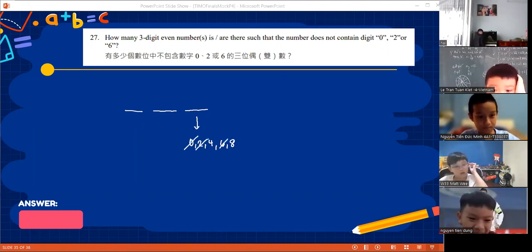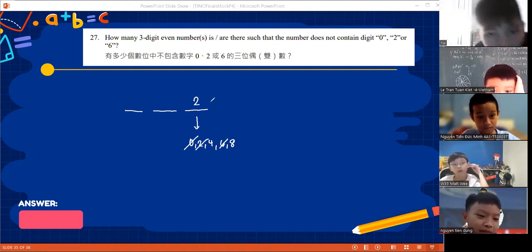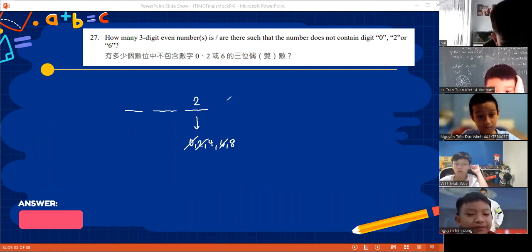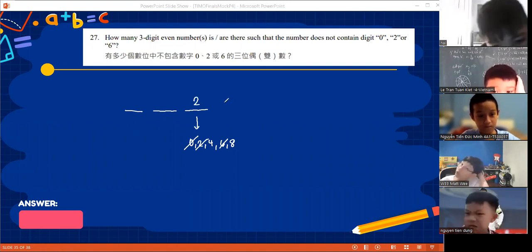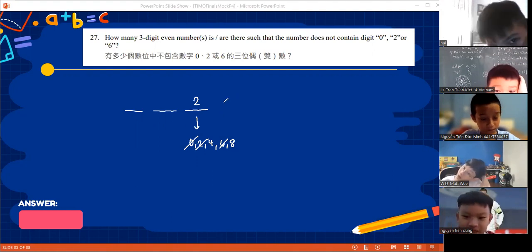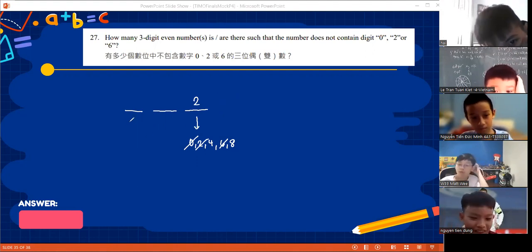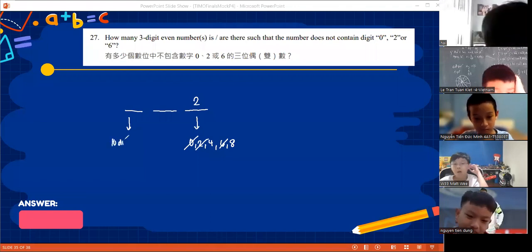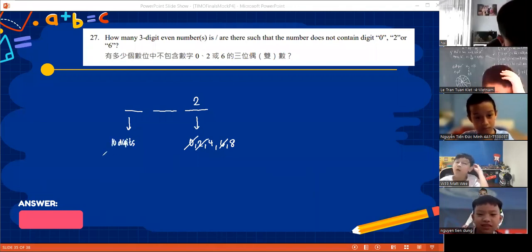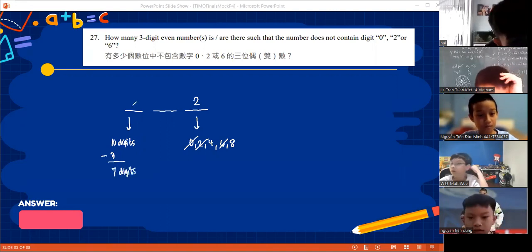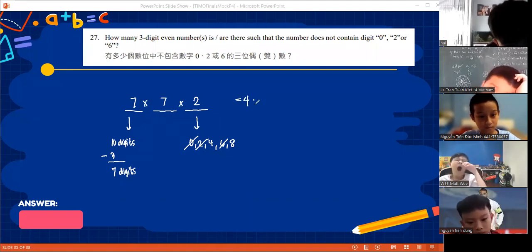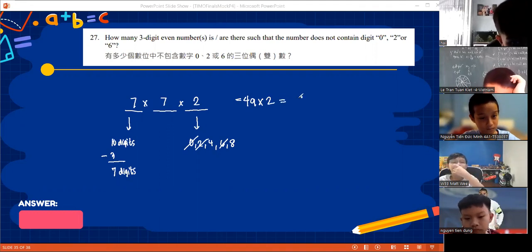So how many options do we have here? We only have two. 2 options left. Take note that even though repeating of digits is allowed, 0, 2, and 6 are removed. So meaning out of 10 digits, you remove 3. So you only have 7 digits. So you have 7 here, also 7 here, you'll get 49 times 2, which equals 98. 98 is our answer.